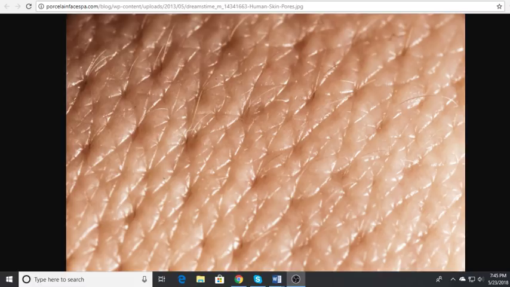So what are we looking at? What is that? Well, that's your skin. Well, it's somebody's skin. The topic we're going to be talking about is pore breathing. And we're going to be giving you techniques so you can do it yourself and start to practice it.